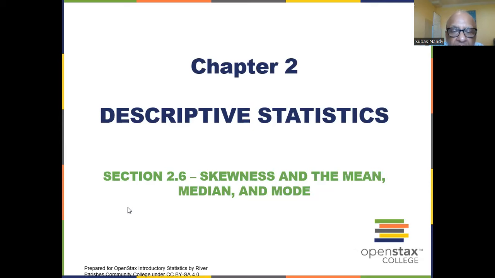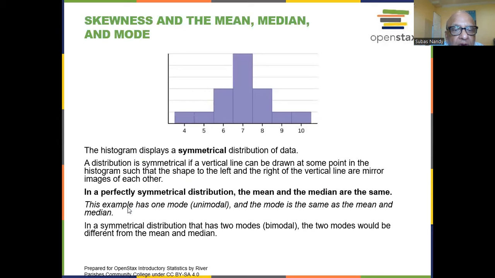Skewness and the mean, median, and mode. Okay, this histogram is symmetrical. You have, remember, groups on the horizontal axis, frequency on the vertical axis. If you look at the class with the highest height, which is centered at 7, its frequency is the highest. Look at the left of 7, look at the right of 7. You have an equal number of classes on the left of 7 and on the right of 7. So it is a symmetric data set.